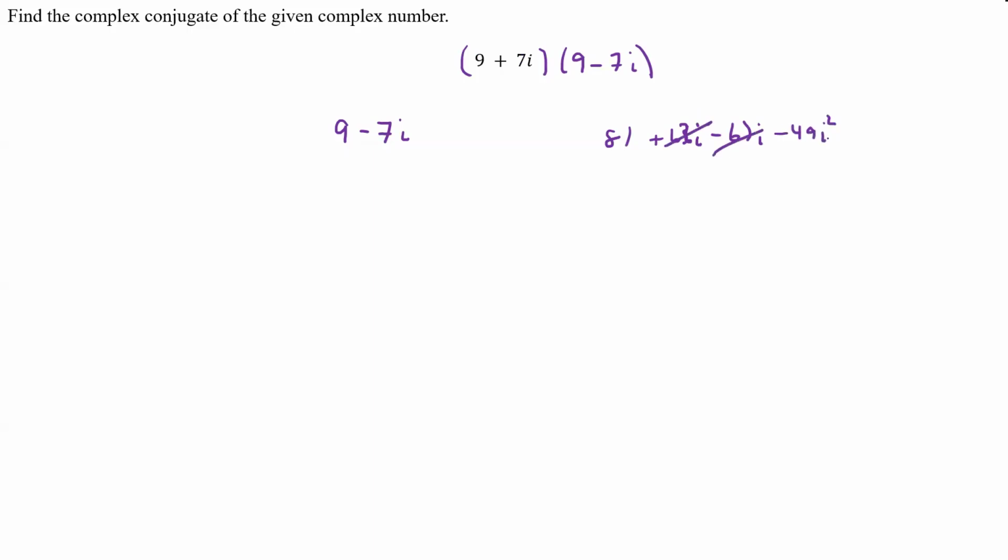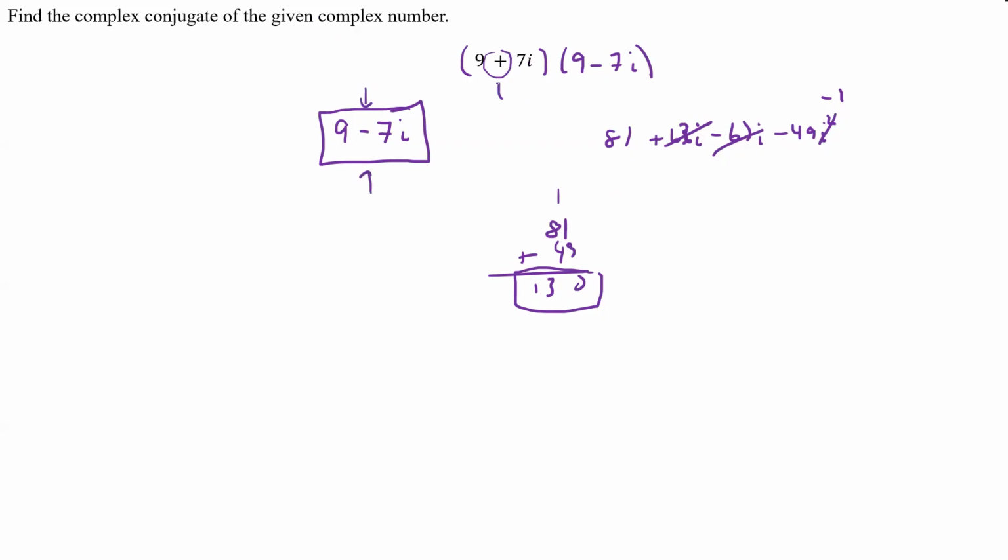Well, the i's are gone. This i squared becomes a negative 1. That becomes plus. We have 81, and then we have plus 49. So we get 130 is what the multiplication of those two is going to be. And so that means we have the correct conjugate here. Okay. And so again, if you have a plus to start with, then your conjugate is going to have a minus. If you start with a minus, your conjugate is going to be a plus. All right, let's pause here. We'll come back for some more.